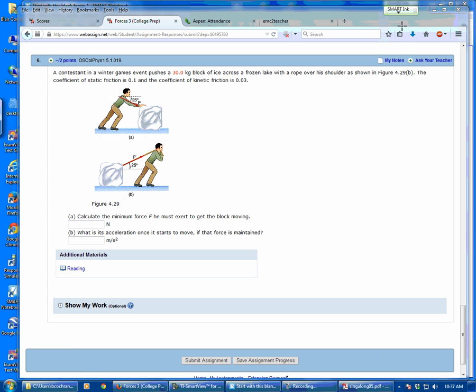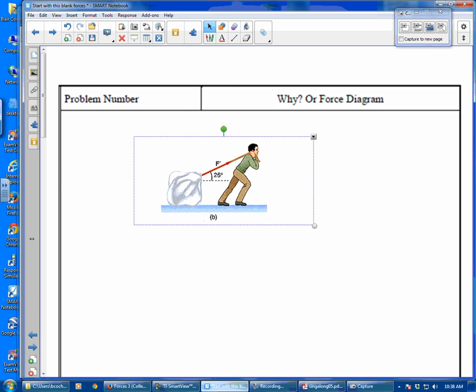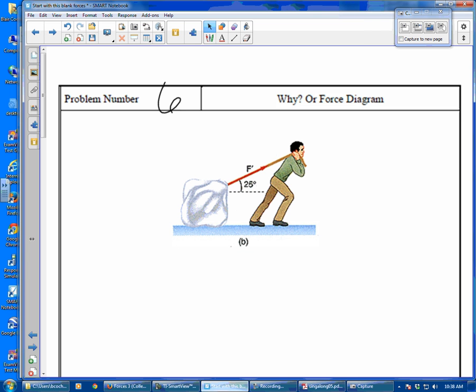So I'm just going to grab this image so I don't have to try to redraw it. We're on 6. All right? Number 6.